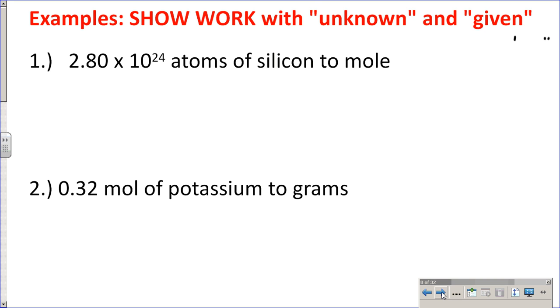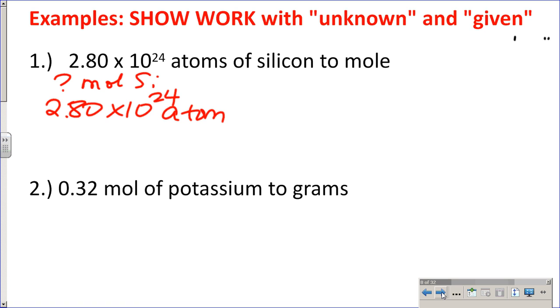So this one's easy to identify the unknown. What am I looking for? I'm looking for what? Moles of what? Moles of silicon. Okay, I'm looking for moles of silicon. What's my given? 2.80 times 10 to the 24th atoms of silicon. Okay, that's my given.